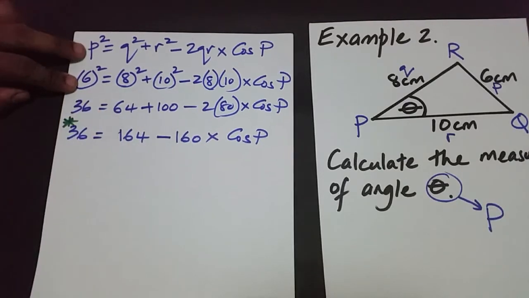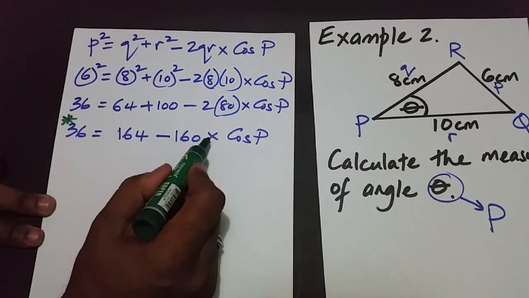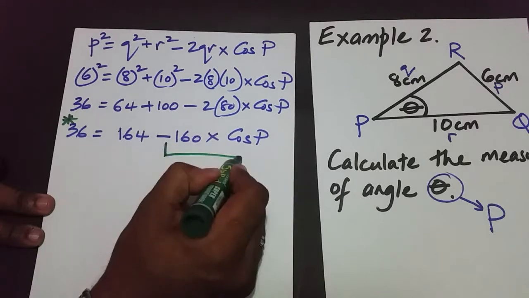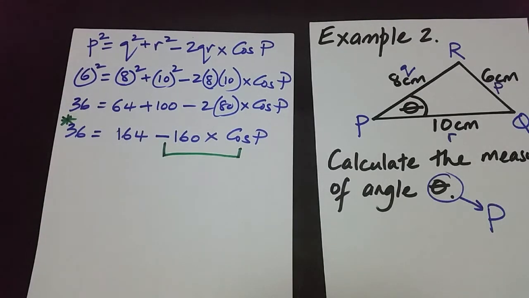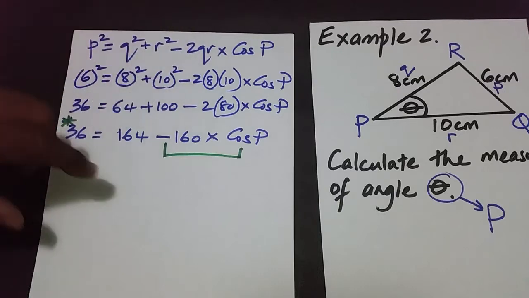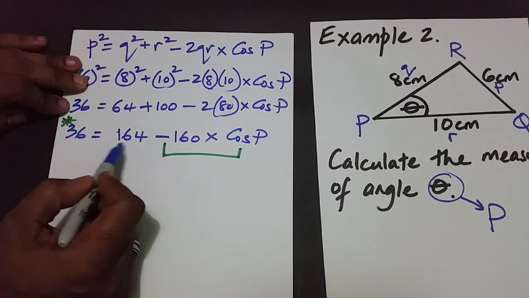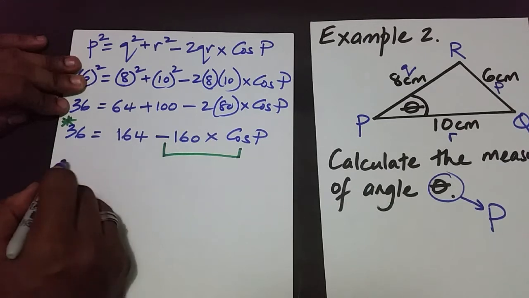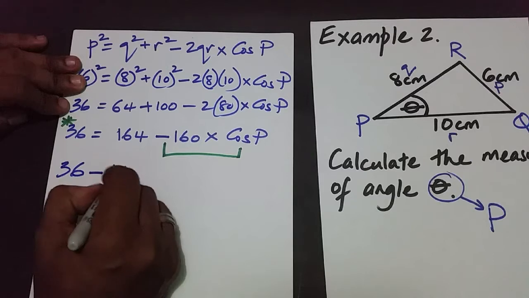So now, again, the multiplication suggests that these two are married and paired, so you cannot separate them. In other words, you cannot do the subtraction here. It is not to be done. So what has to be moved is the positive 164 to carry over. So what we're going to have is 36 minus 164.